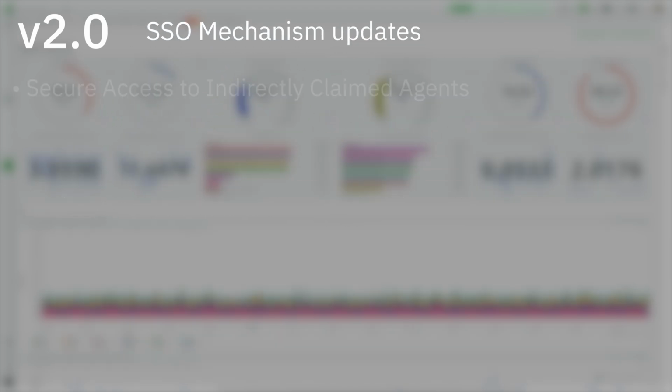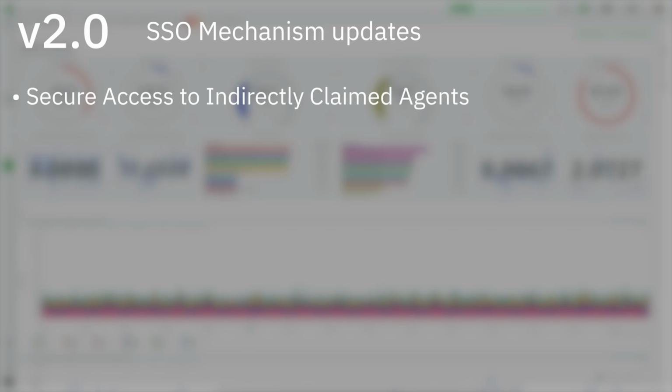SSO mechanism updates. You can now have secure access to child agents even when not directly connected to Netdata Cloud. SSO information is propagated from parent agents down to children, ensuring consistent and controlled access. There is a new configuration setting in netdata.conf that enforces SSO protection of the entire API, restricting agent dashboard access to only authorized Netdata Cloud users.